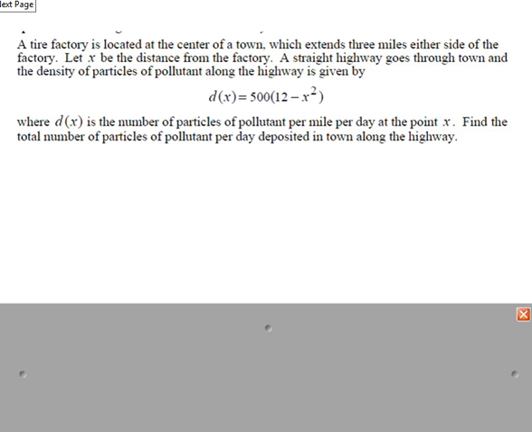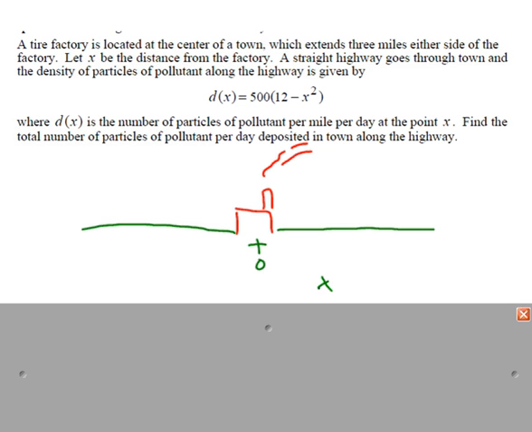So it says a tire factory is located at the center of town. So here's our tire factory, and it extends 3 miles on either side. Let x be the distance from the factory. So we'll call this 0 and x. And what we know is that the density of the pollutants along the highway is given by this equation.